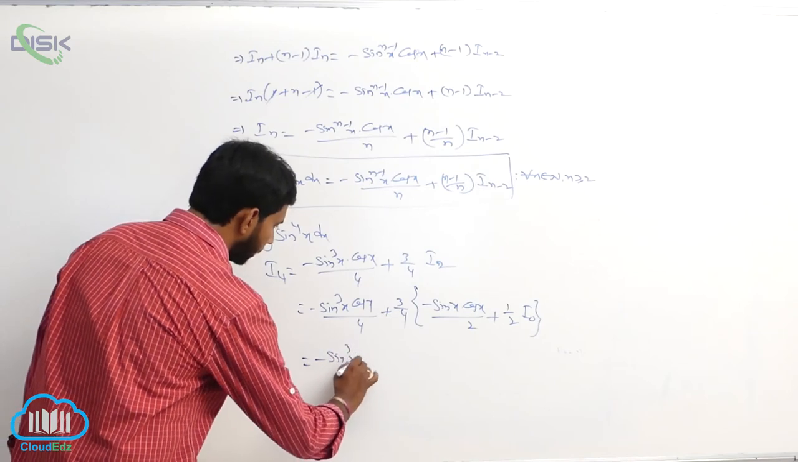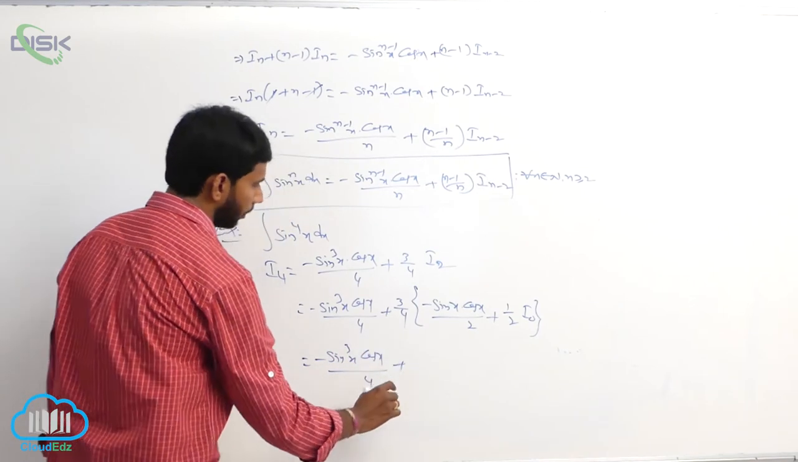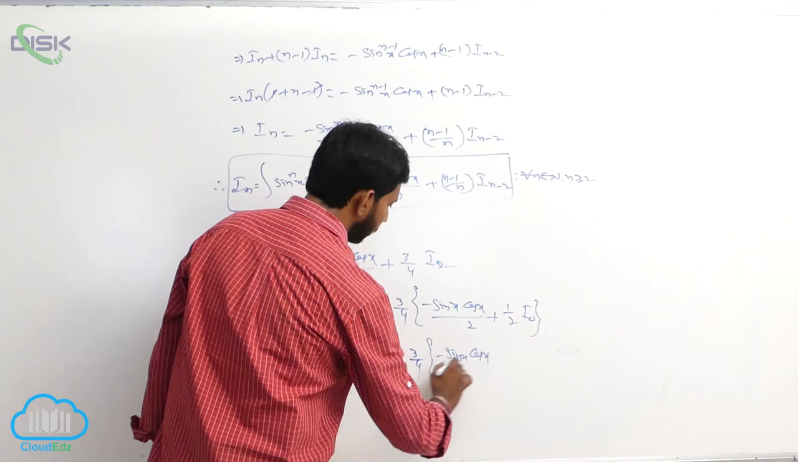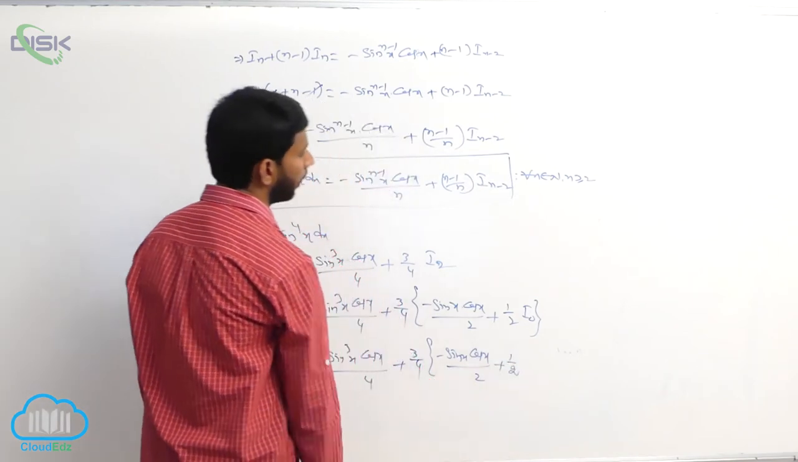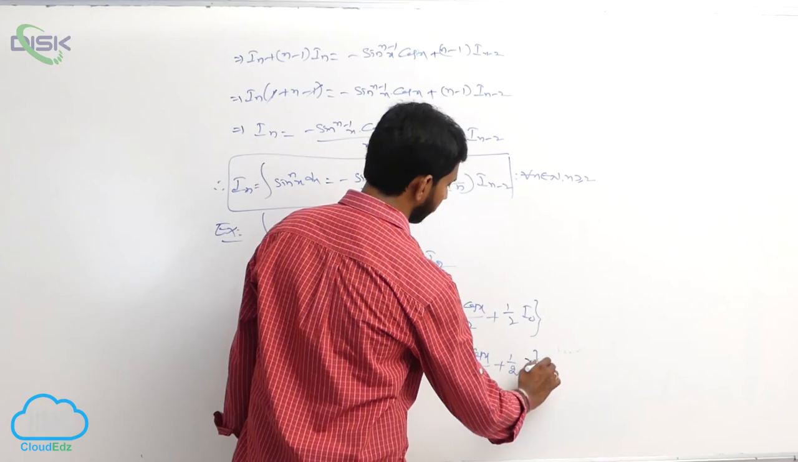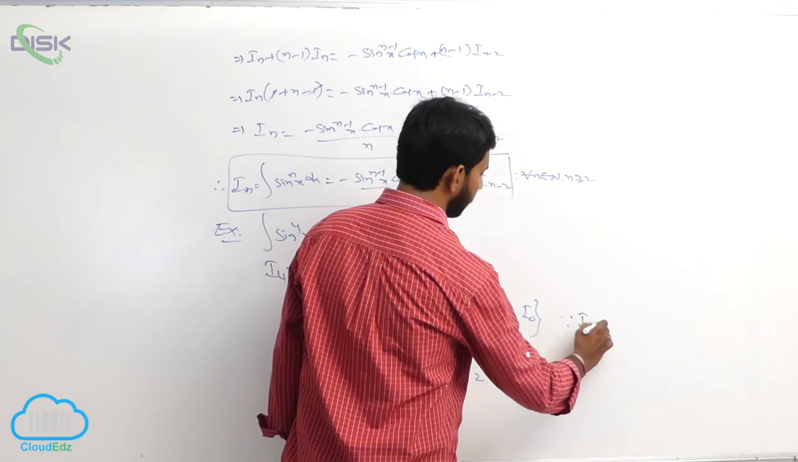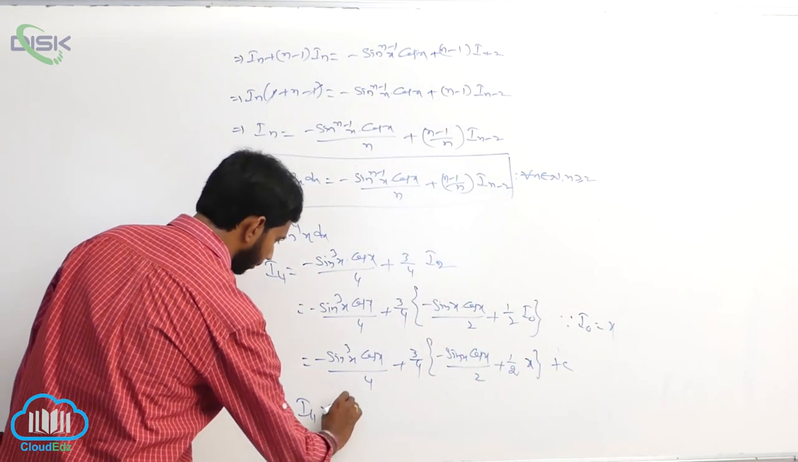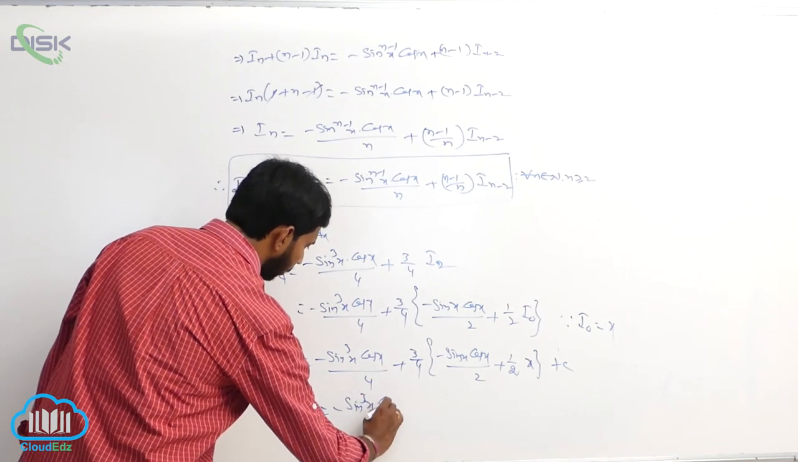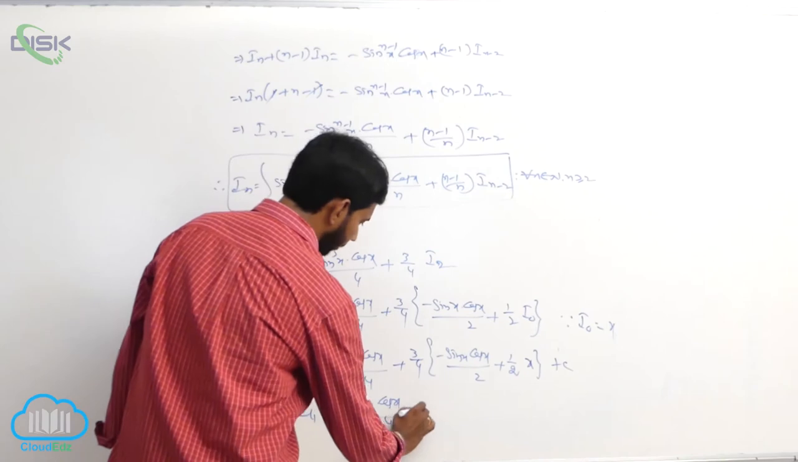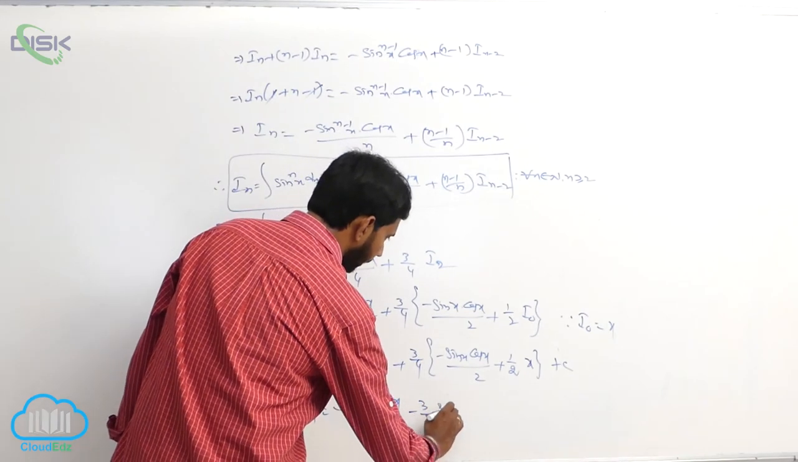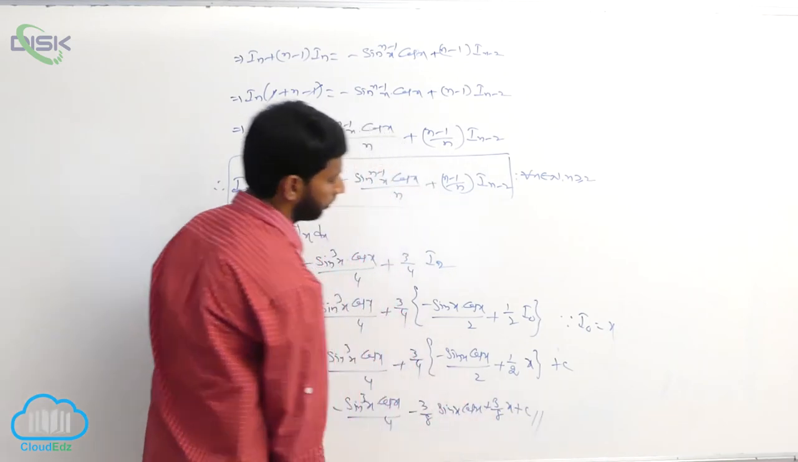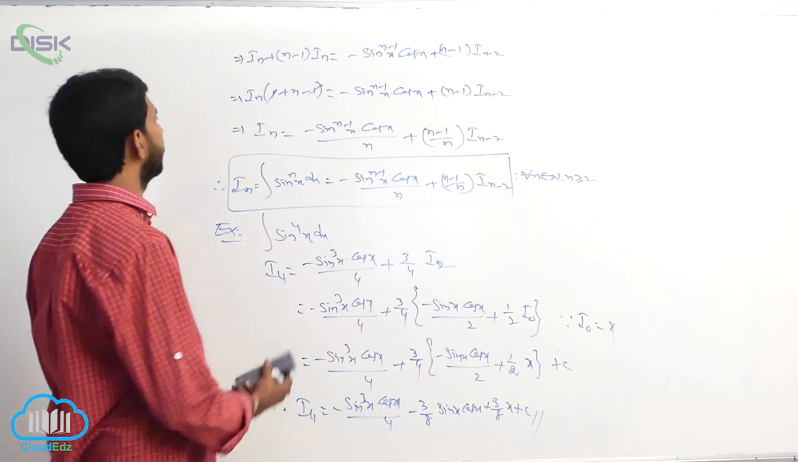That is minus sin^3 x cos x by 4 plus 3 by 4 into minus sin x cos x by 2 plus 1 by 2 into, here I_0 value is x. Since I_0 is equal to x plus some constant, therefore I_4 is equal to minus sin^3 x cos x by 4 minus 3 by 8 into sin x cos x plus 3 by 8 into x plus some constant.